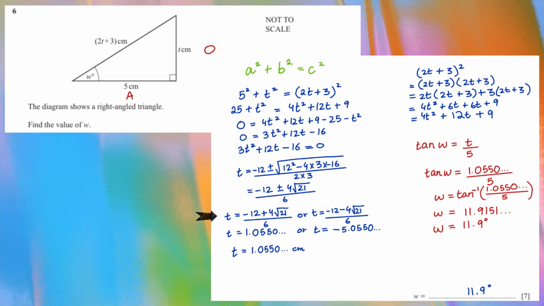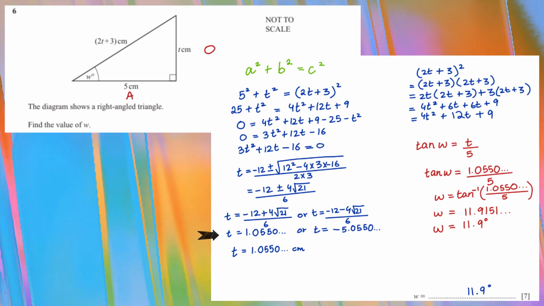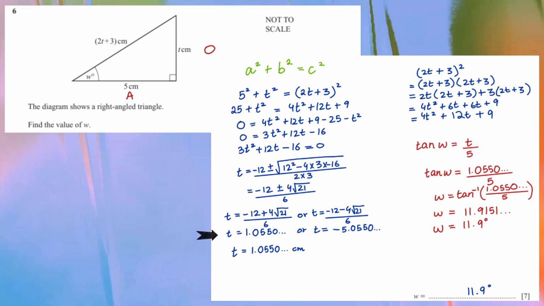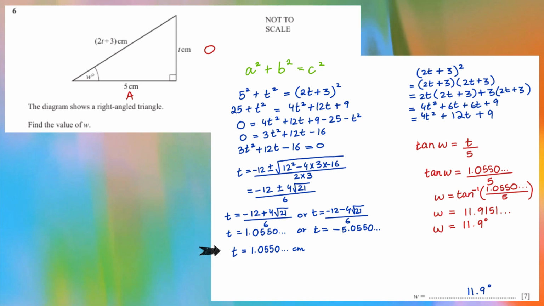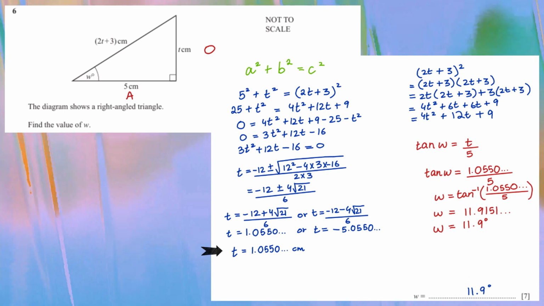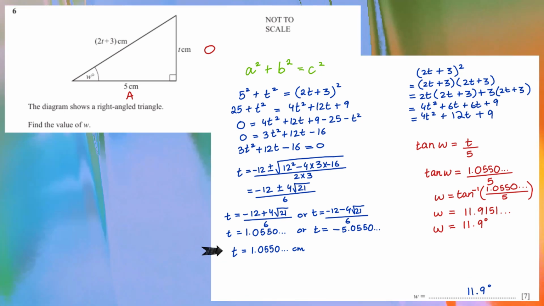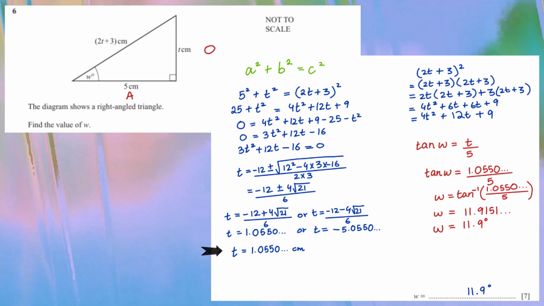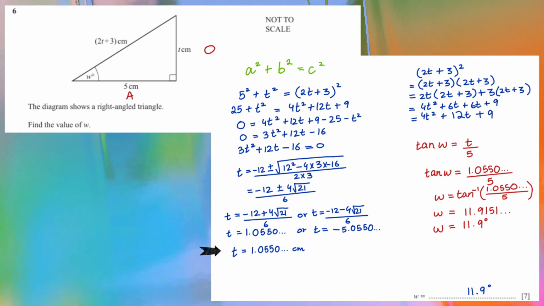Entering these into the calculator turn by turn, we get the respective values t equals 1.0550 and so on, or t equals minus 5.0550 and so on. Note that t is the length of a side of the triangle, so it cannot possibly be negative. Therefore, the value of t is only 1.0550 and so on centimeters. We do not need to round this value to 3 significant figures. We will use this long value of t as it is in our calculation further to give us a more accurate answer.